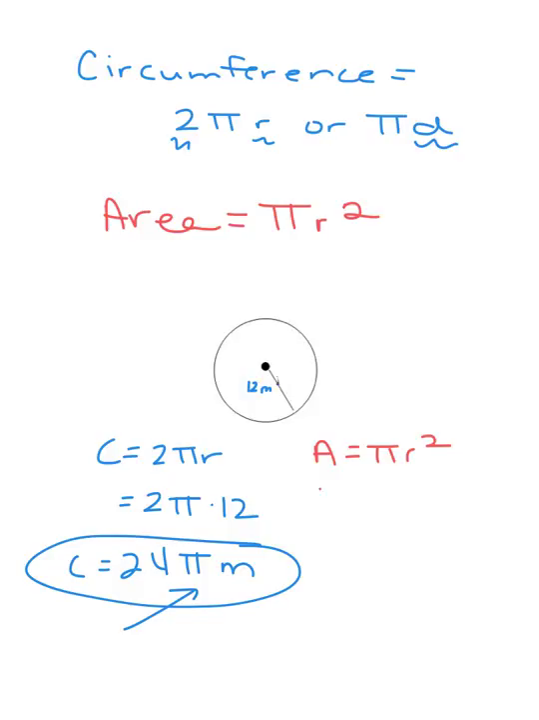Same thing with the area. Area is equal to pi times 12 squared, since that's our radius. So the area is equal to 144 pi meters squared.